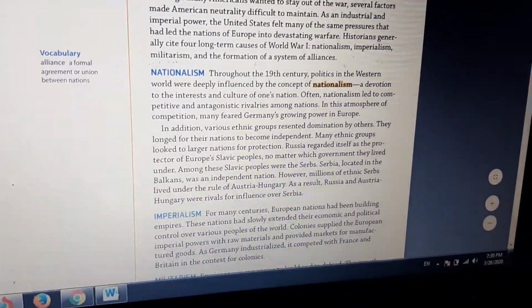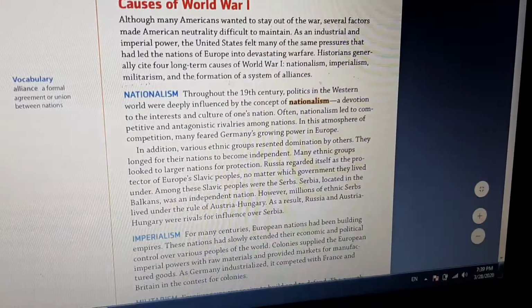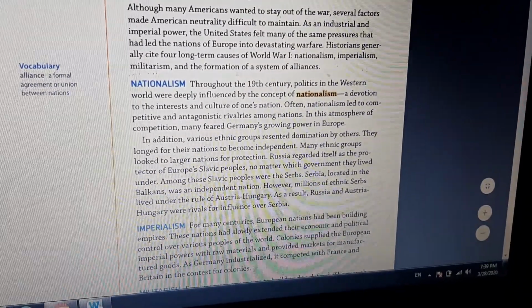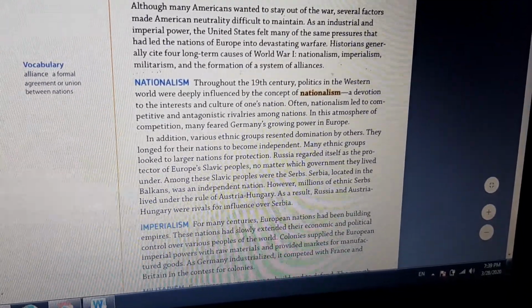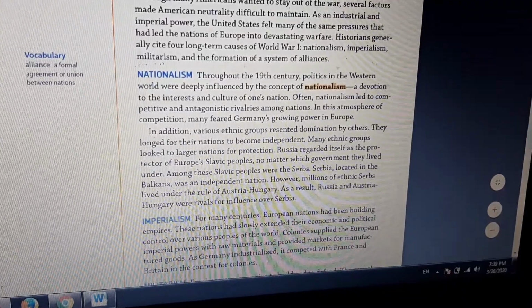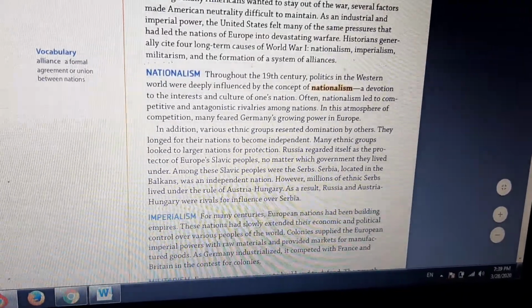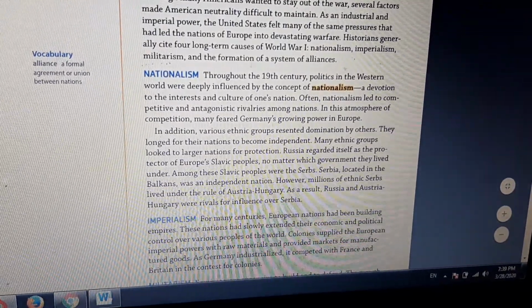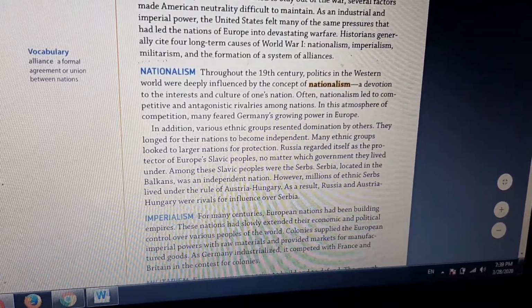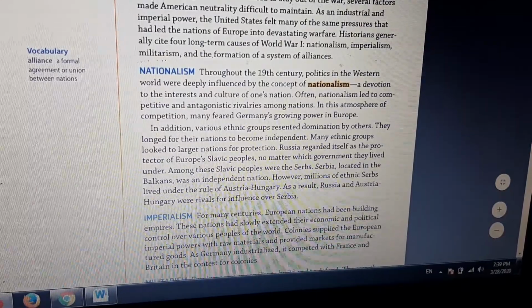So the first cause here is called nationalism. So throughout the 19th century, politics in the Western world were deeply influenced by the concept of nationalism. Nationalism is a devotion to the interests and culture of one's nation.